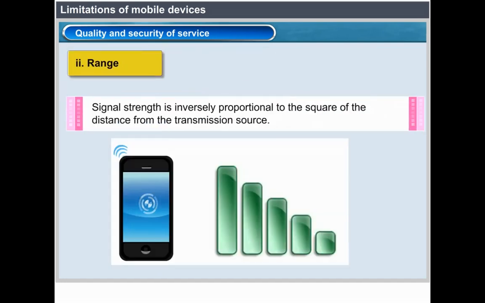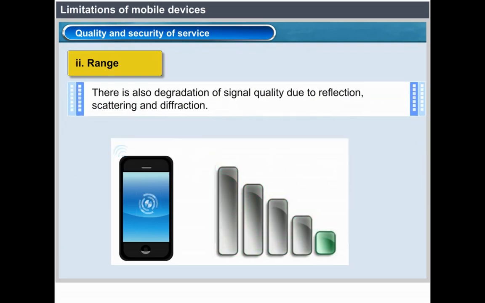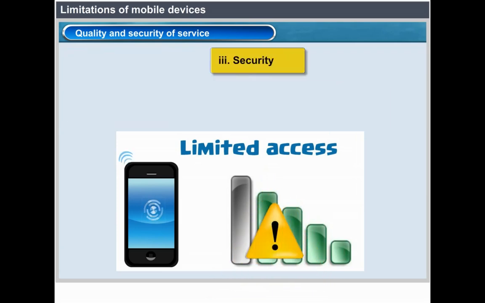Range. Signal strength is inversely proportional to the square of the distance from the transmission source. There is also degradation of signal quality due to reflection, scattering, and diffraction. Access to a mobile device is limited to the range up to which the signal strength is such that it can be separated from the noise.